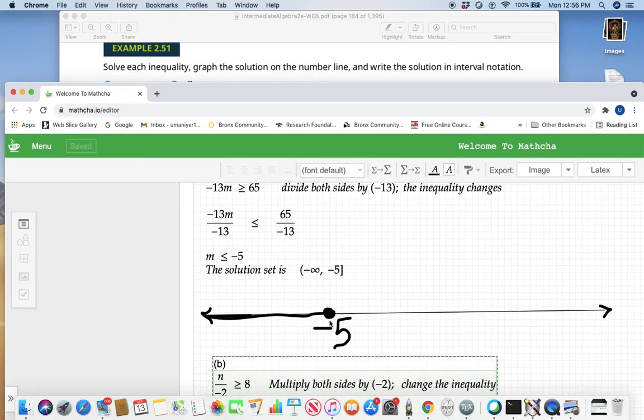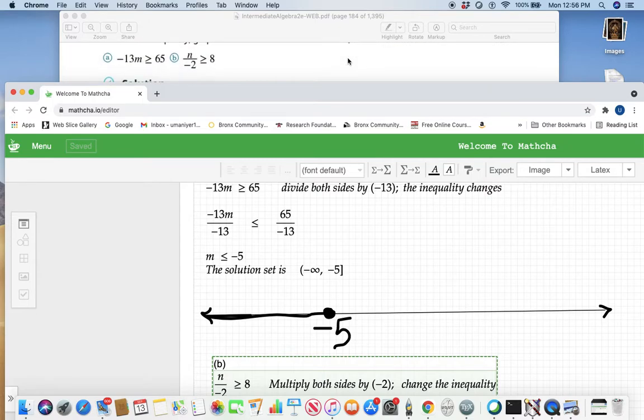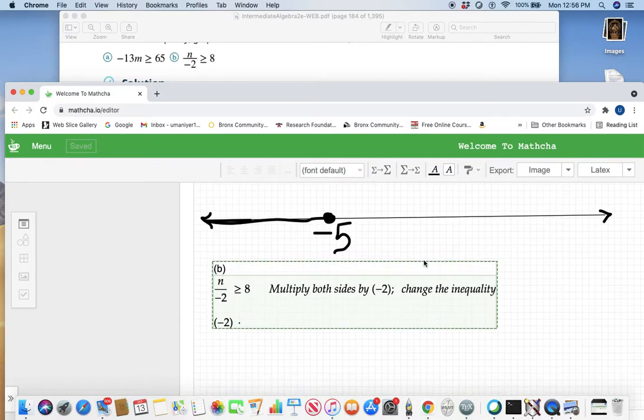So here is negative 5. Less or equals means you have to fill in the point, and now you are going to the left. So negative infinity to negative 5, closed at negative 5. So next, B problem, n over negative 2 is greater or equals 8.